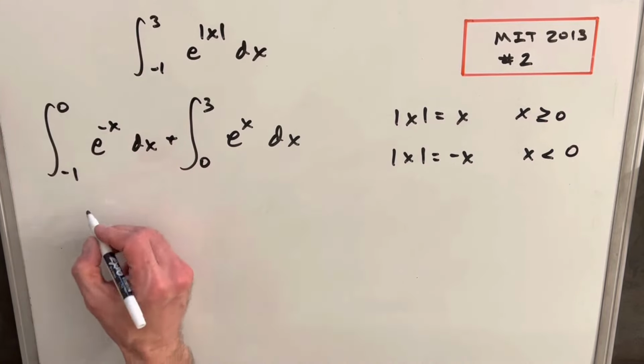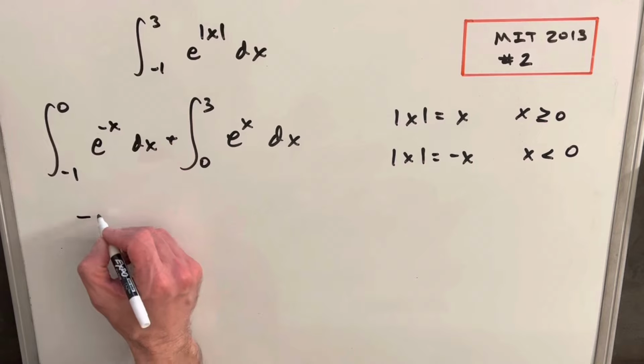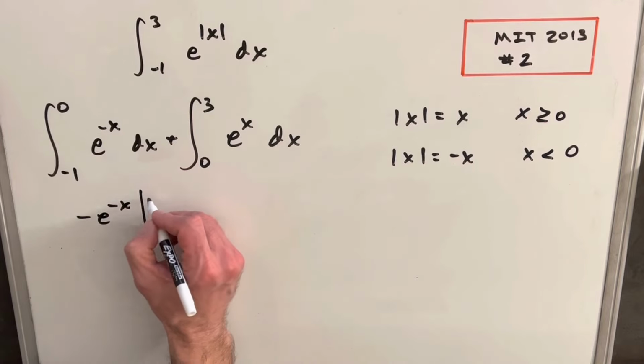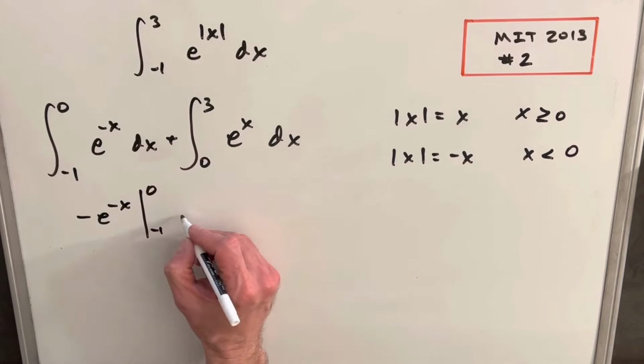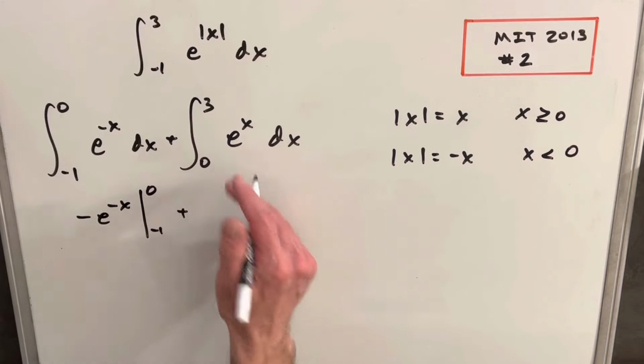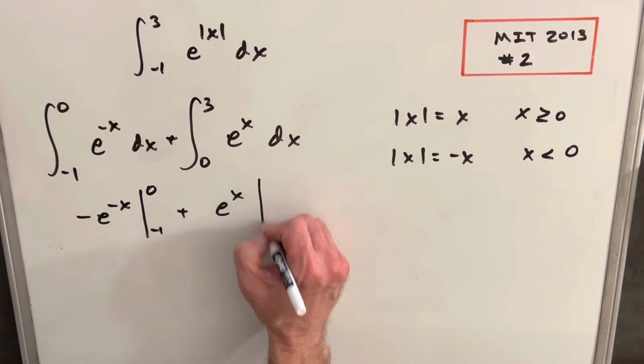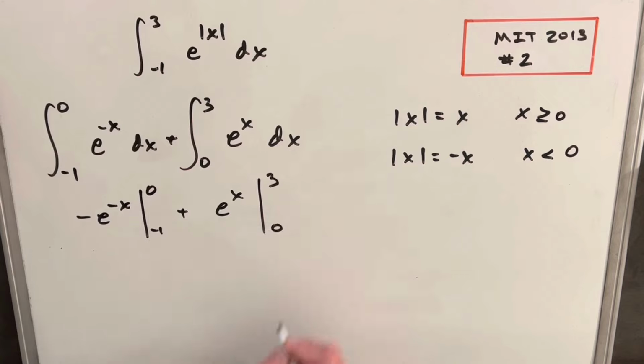So then integrating this, integrating e to the minus x, we're just going to have minus e to the minus x evaluated from -1 to 0. And then the integral of e to the x is just e to the x evaluated from 0 to 3.